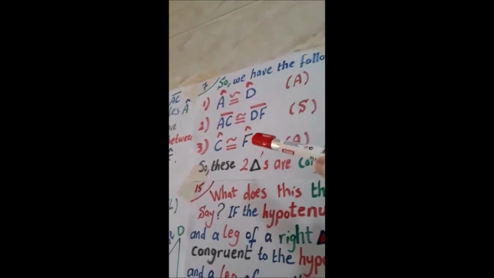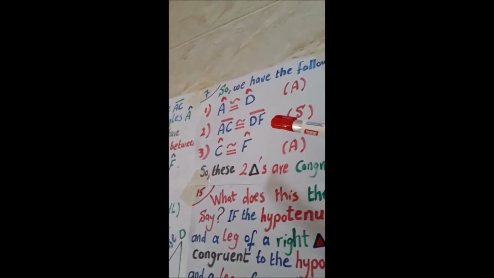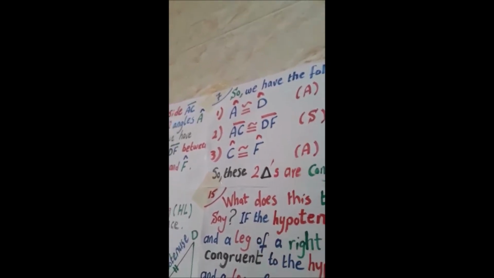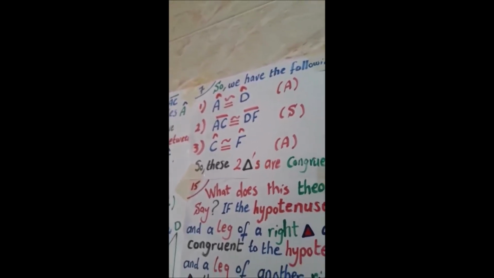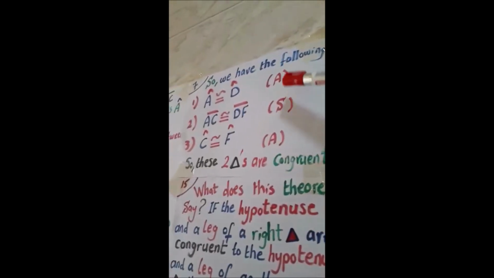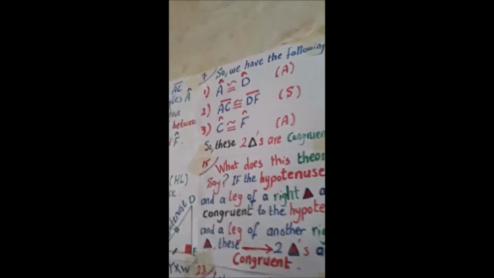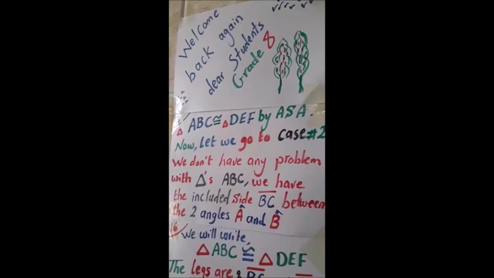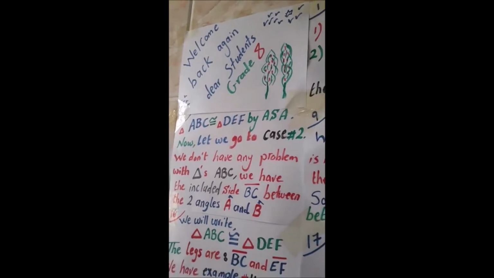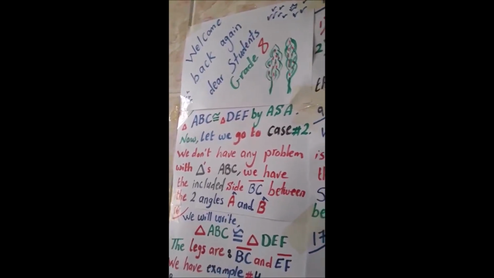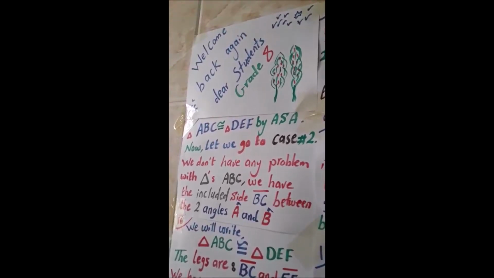We have angle A congruent to angle D. We have side AC congruent to side DF. And we have angle C congruent to angle F. So as you see, angle, side, angle. So these two triangles are congruent. This is for case 1. Now, for case 2, triangle ABC and triangle DEF by angle, side, angle was correct for case number 1.